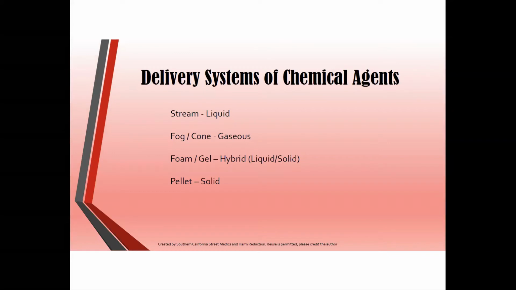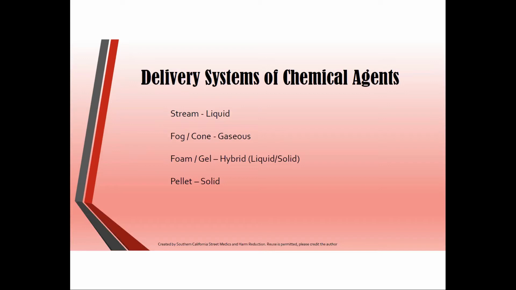The actual delivery systems that these chemicals get deployed in come in four different methods. There's a stream, which for the most part will be a liquid, as in the spray. If somebody is spraying pepper spray on you, it is a liquid. It is not a powder. Powders do not spray very well. It comes out as a liquid.